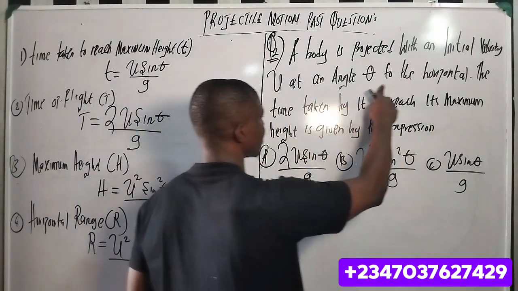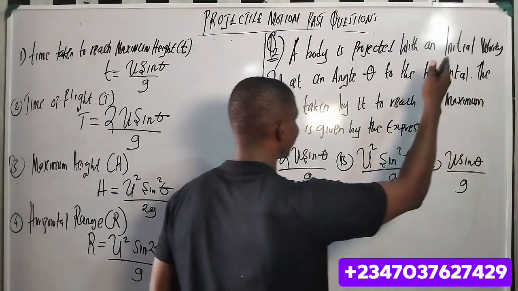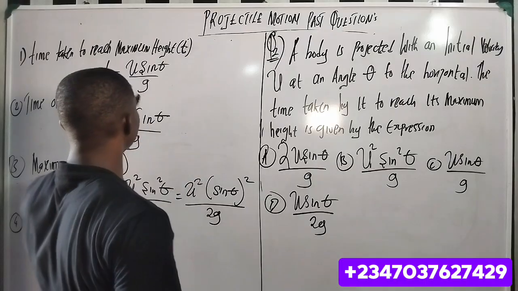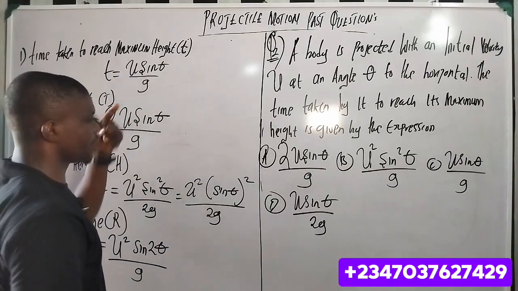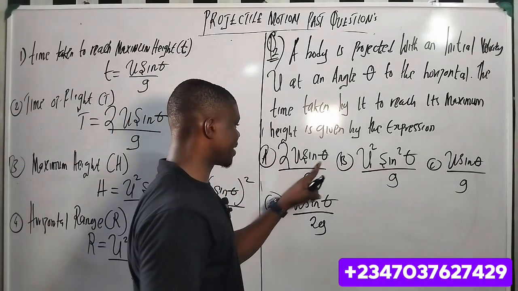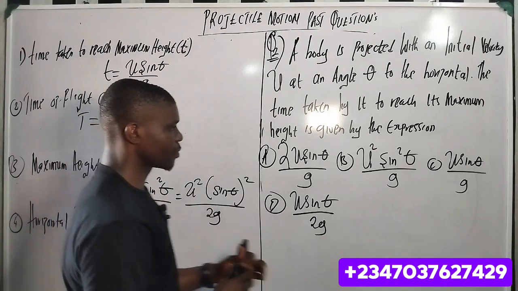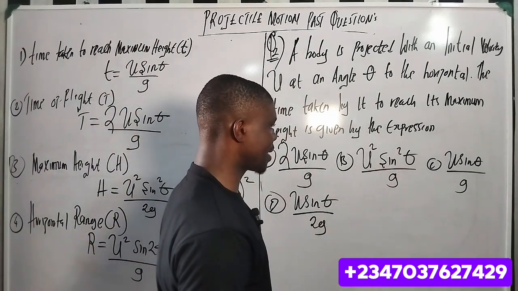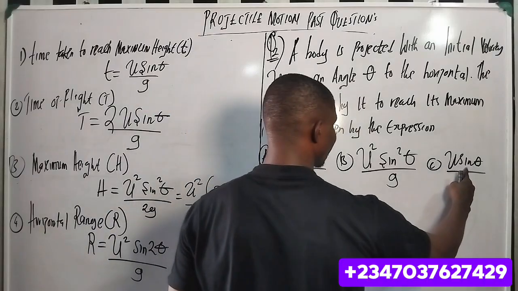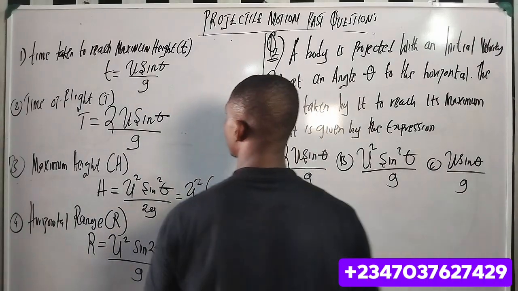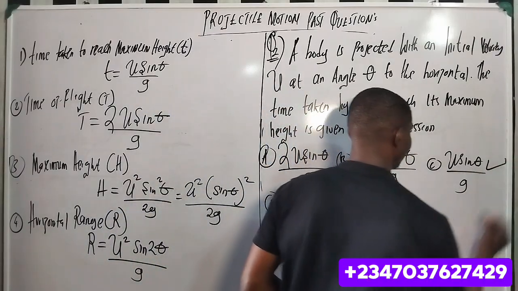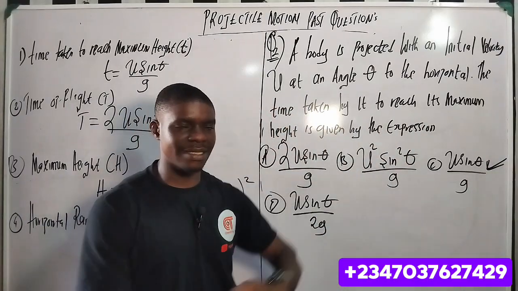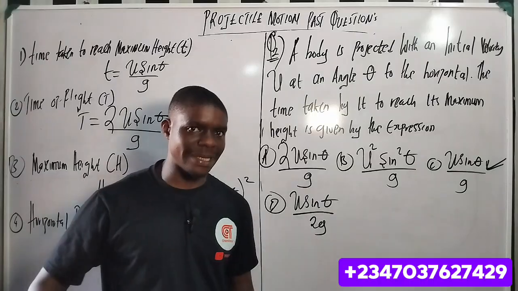So what I'm saying here is that a body is projected with an initial velocity u at an angle theta to the horizontal. The time taken to reach the maximum height is the first formula, which is u sine theta over g. Here we have 2u sine theta over g, this is not the answer. u squared sine squared theta over 2g, this is not the answer either. But look at this one: u sine theta over g. So C is the answer. Just so you can see how easy it is.